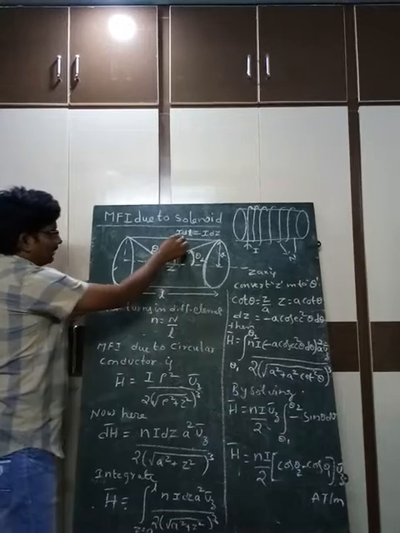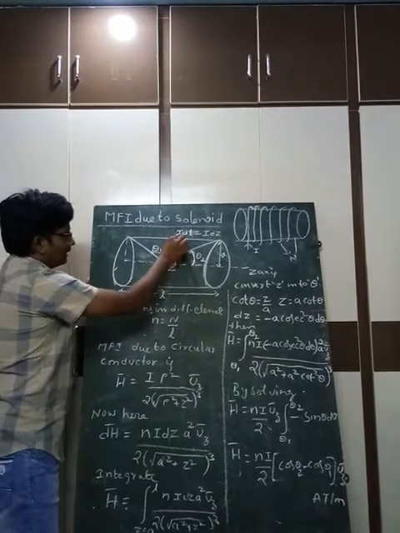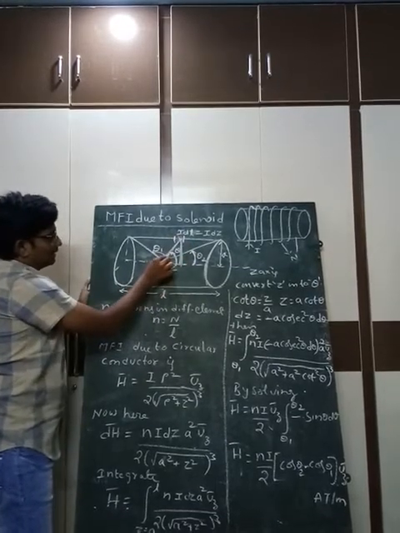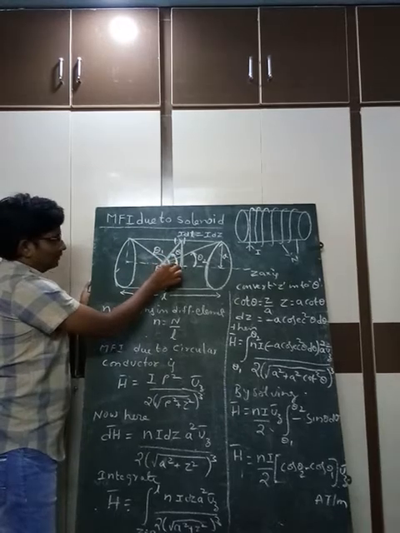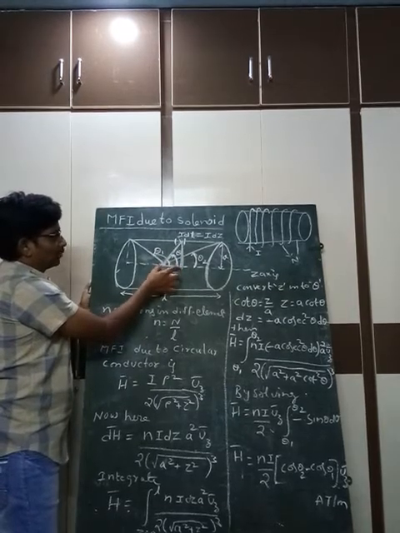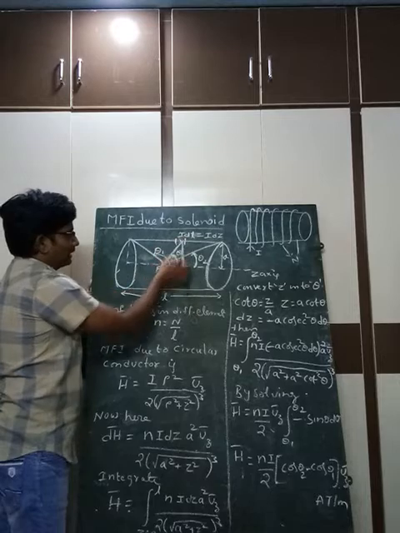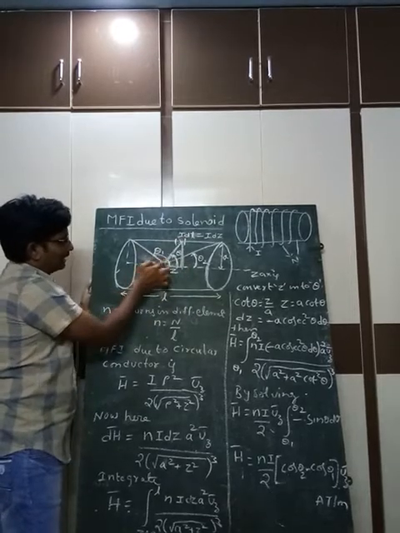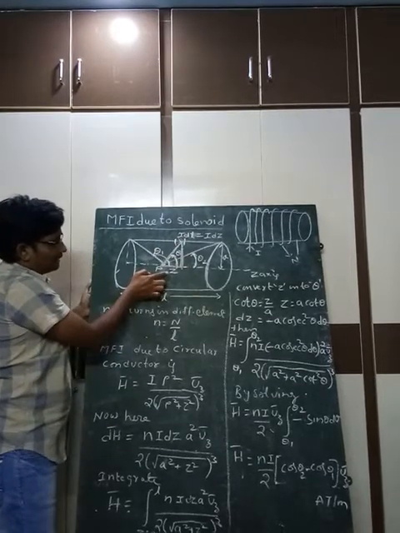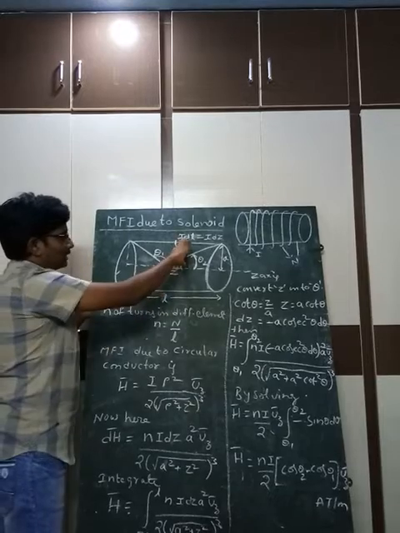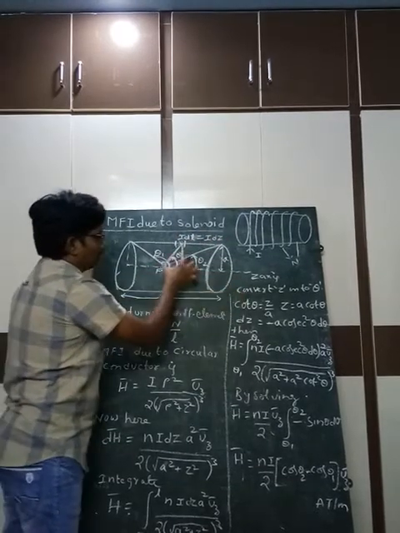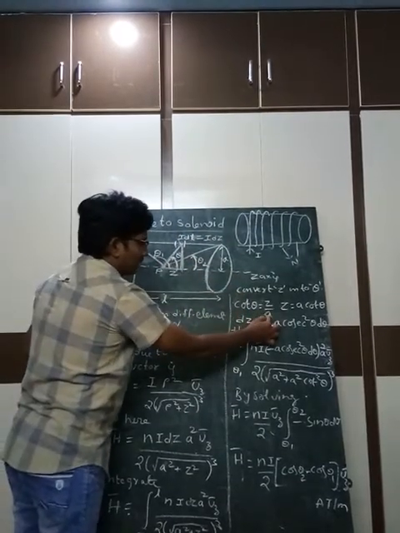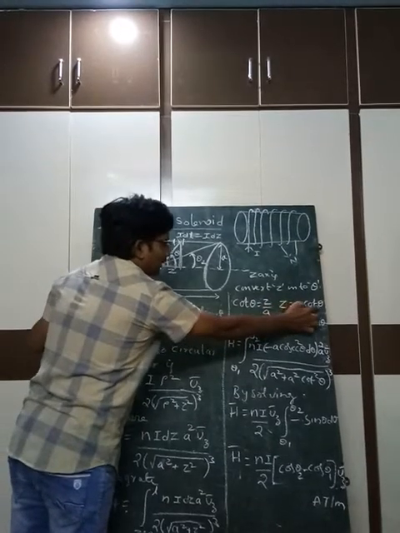From this figure we know that in this triangle, this is the angle theta. Here cot theta equals z by a. In this triangle the adjacent side is z and the opposite side is a. So from this triangle cot theta equals z by a, and z equals a into cot theta.